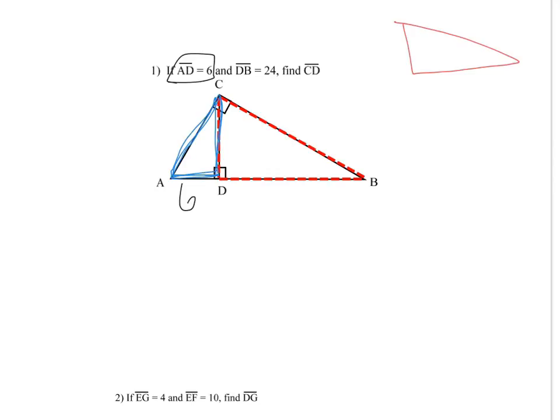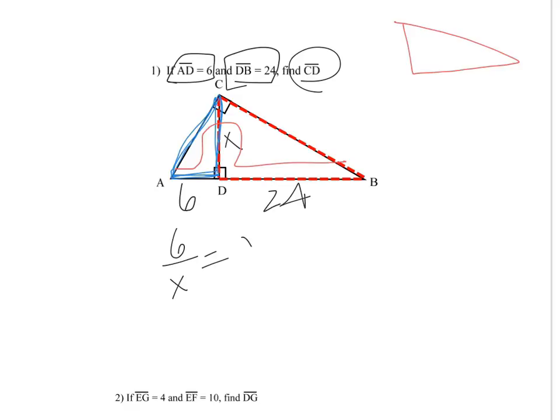AD is equal to 6, I'm going to label that here. DB is equal to 24, I'm going to label that there. And it says find CD, so I'm going to label that with an x. If I was to do my Pap proportion, projection over altitude equals altitude over projection, I'm going to wind up with 6 over x equals x over 24.